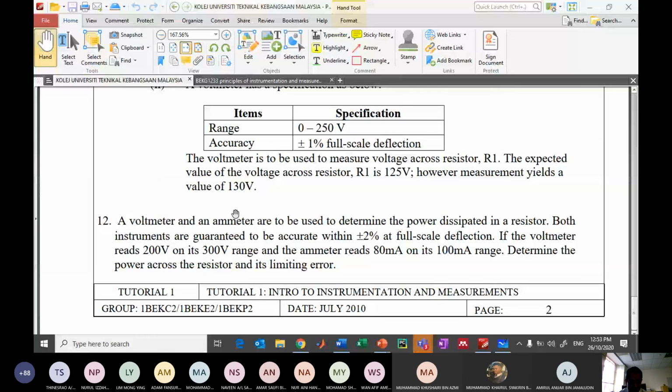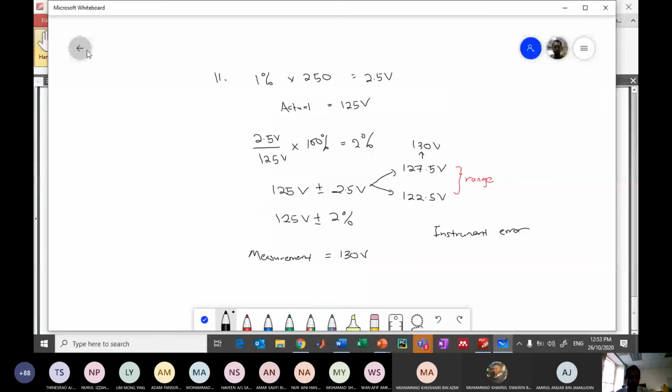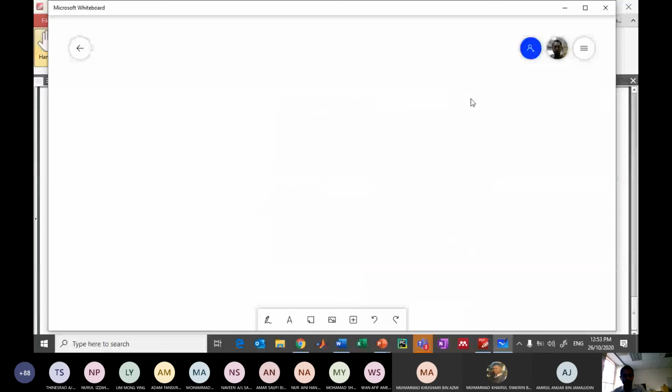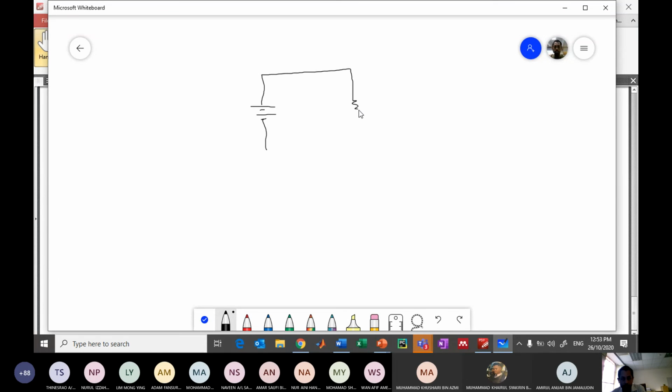Let me double check the question. Okay, to determine the power. If you want to measure power in a circuit, so you have a simple circuit here. The way we convert it into diagram form is like this. The original is going to be, we have a source, maybe DC, maybe AC. If you have a DC source like a battery, we are going to have something like this.